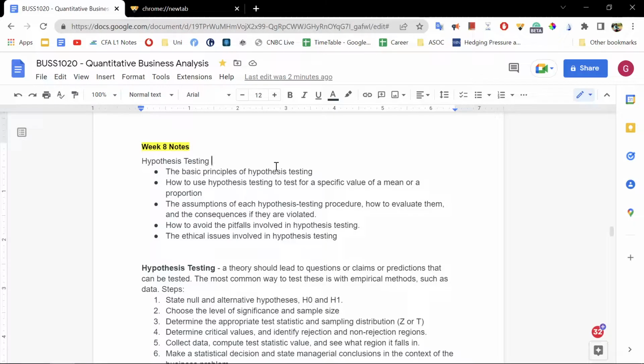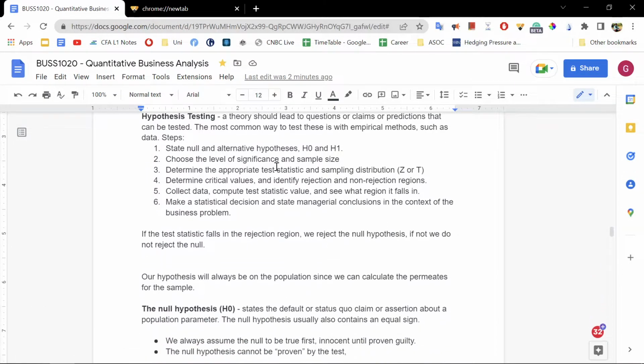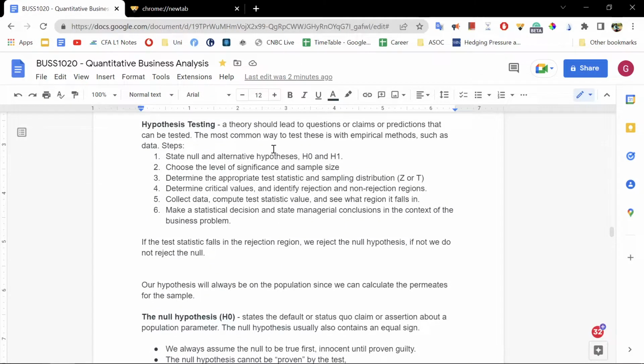Okay, so let's just get right into it. Hypothesis testing really is a theory that asks and answers questions and claims or predictions that can be tested. And one of the most common ways to test these is with the empirical method, such as below.